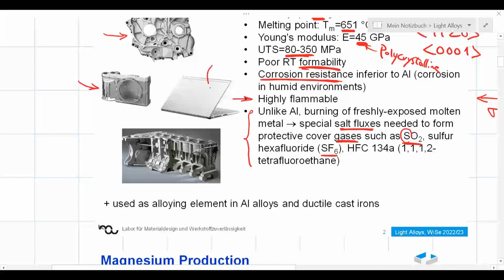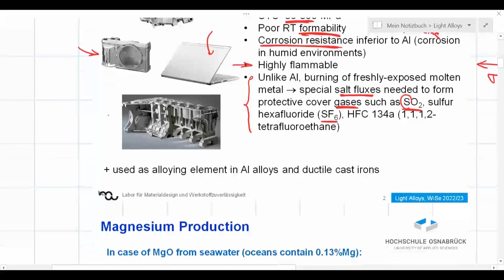And some other applications, laptop cases could be made out of them. And also in the automotive industry, there are some concepts where the engines are out of magnesium instead of cast iron. Cast iron is very heavy. Nowadays, the industry is using aluminum alloys. It's a very common solution for this application, but one could also think about using magnesium and enjoy the lightweight potential.